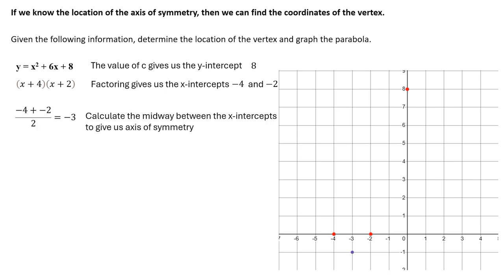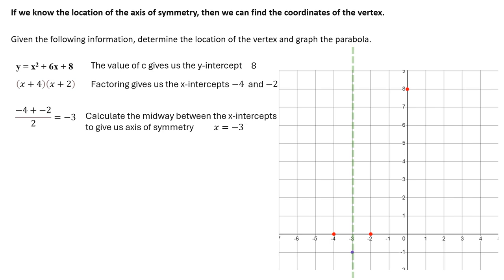Now, to calculate the axis of symmetry, that is the midway point between the two x-intercepts, we simply add the two x-intercepts together and divide by 2, which gives us a value of -3. So negative 3, or x equals negative 3, is our axis of symmetry. We'll just draw a little line there.